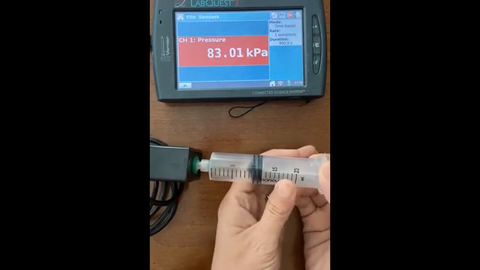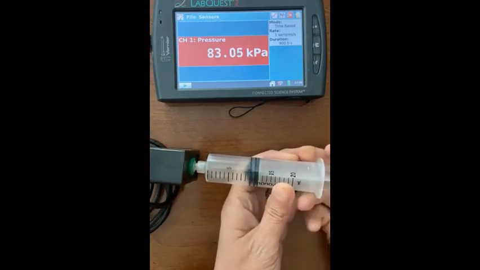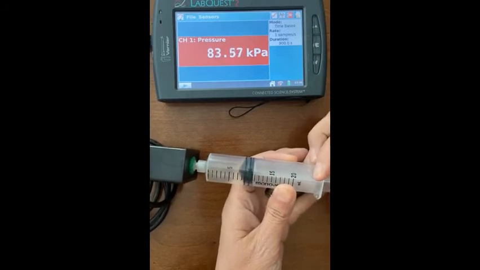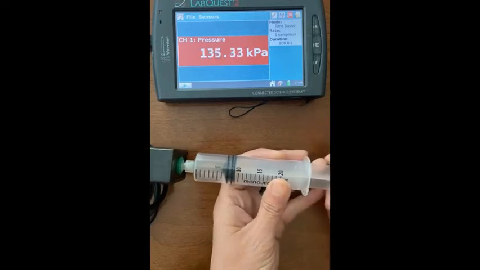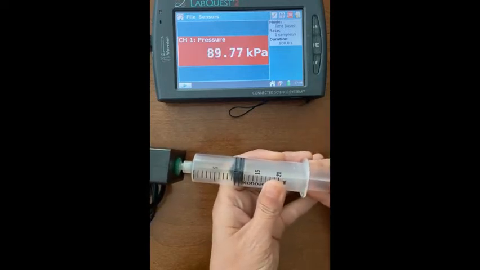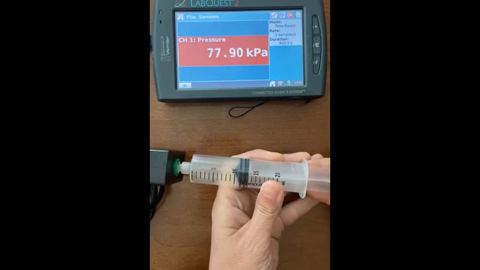Now I'm going to push the plunger down so that I'm compressing the gas molecules into a smaller volume, 5 milliliters. So I'm going to adjust the plunger until it's right at the 5 milliliter line, and I need to hold it steady. And once that pressure reading stabilizes, we can note that the pressure at 5 milliliters in volume is about 154.49 kilopascals.